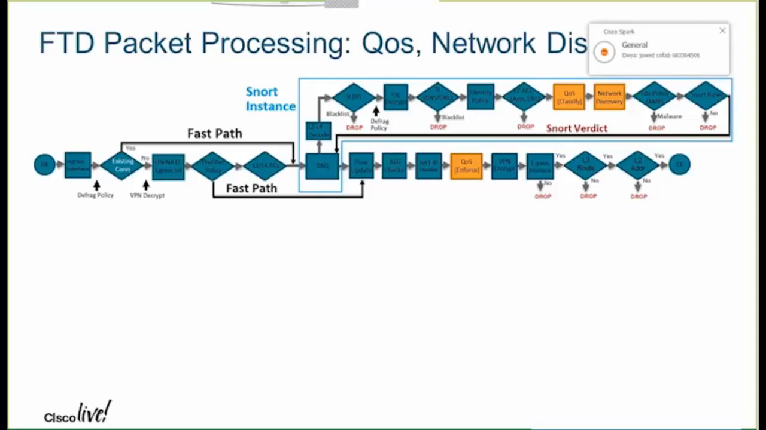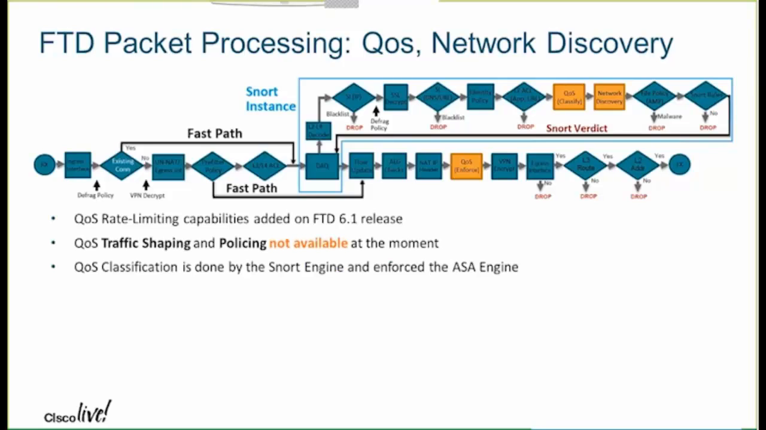The L7 ACL policy we've already looked at earlier. That is basically your NGFW rules that we are checking. We perform the NGFW rule evaluation, and after that we move on to QoS classification. So QoS rate limiting, we started on the FTD from 6.1. We still do not support traffic shaping and policing on the firewall. What happens in QoS is the classification is done by the Snort engine, but it doesn't rate limit the traffic on Snort itself. The rate limiting actually happens on the Lina side.